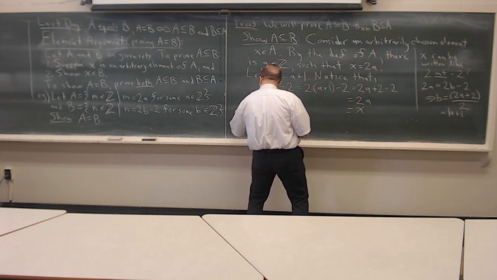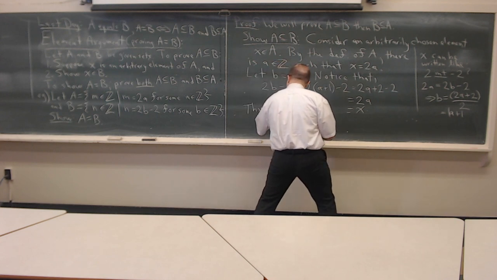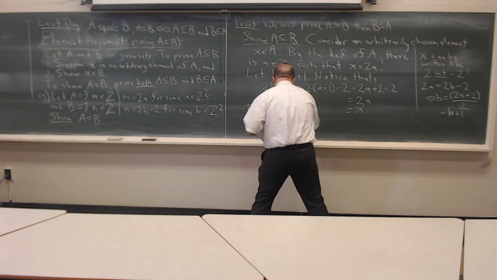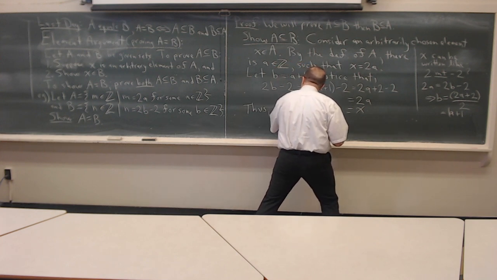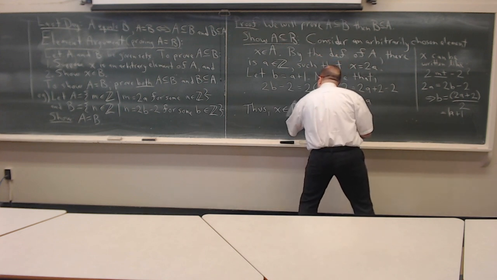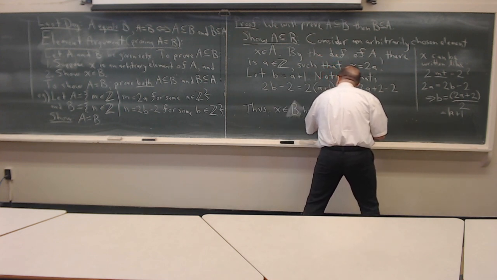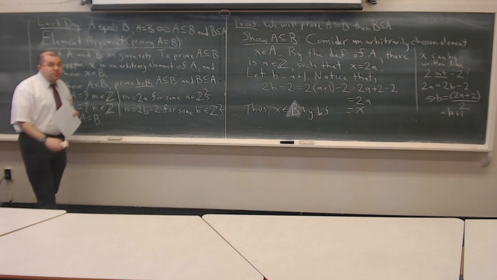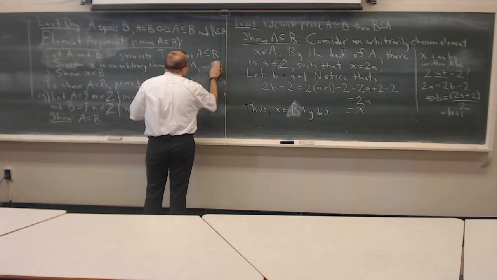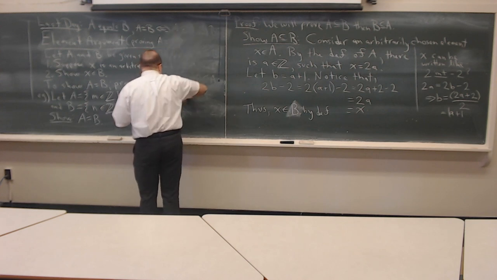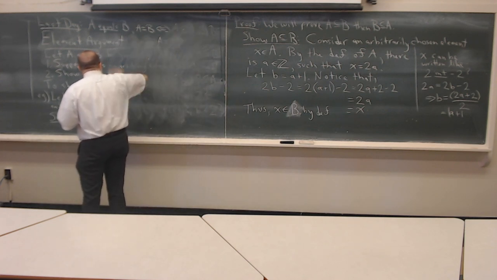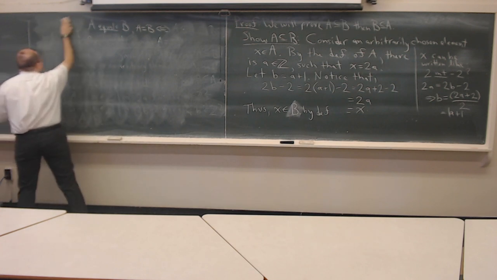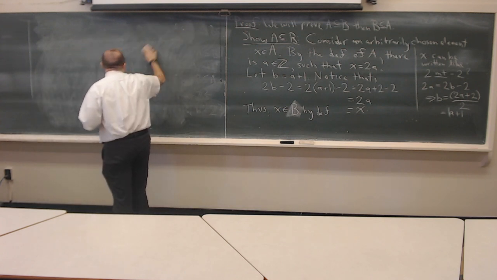So let's conclude. Thus, x is in B. x is in B by definition. So that completes the first part of this proof. And now let's do the second part. The second part is quite straightforward. I'm just going to use the same idea, because the great thing is I've already set up a relationship between A and B in my scratch work.